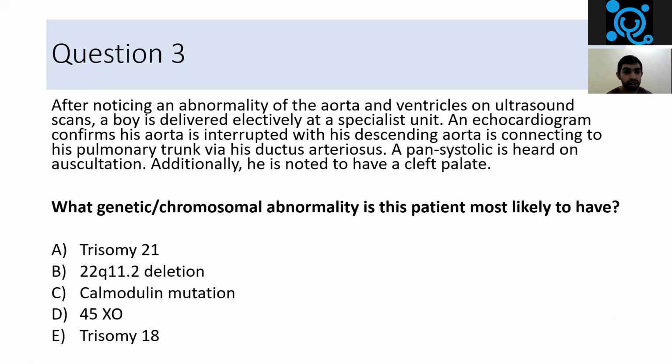So going on to question 3. After noticing an abnormality of the aorta and ventricles on ultrasound, a boy is delivered at a specialist unit. An echocardiogram reveals his aorta is interrupted, with his descending aorta connecting to his pulmonary trunk by his ductus arteriosus. A pansystolic murmur is heard on auscultation. Additionally, on examination, he was found to have a cleft palate. With this description in mind, what genetic chromosomal abnormality is this patient most likely to have?